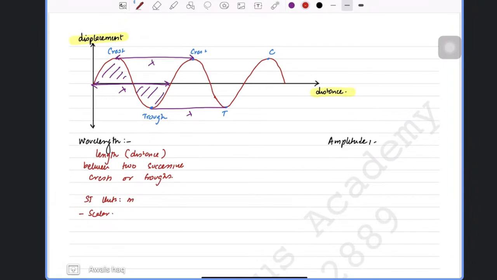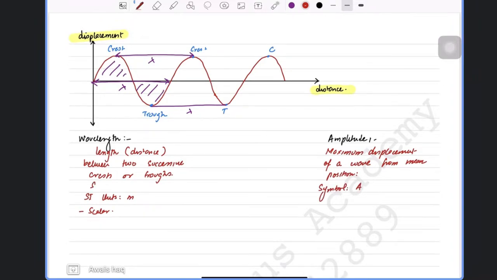Now, amplitude. Amplitude is known as the maximum displacement of a wave from the mean position. The symbol for wavelength is lambda. The symbol for amplitude is A, and the SI unit, because this is displacement, is meters, but it is a vector quantity. You can find this from the mean point, going to the top of the crest, or you can also use the trough to find it. That would be the same. Any questions, please let me know.